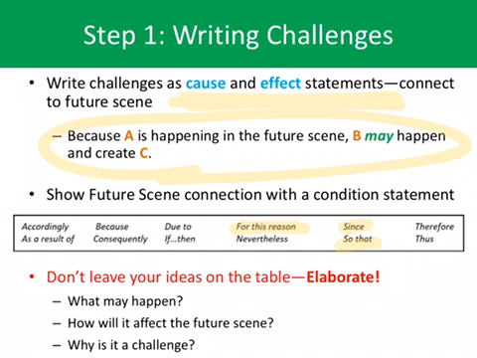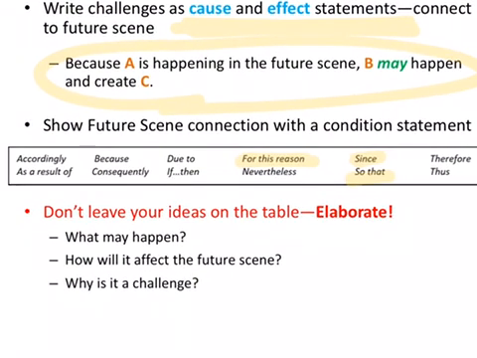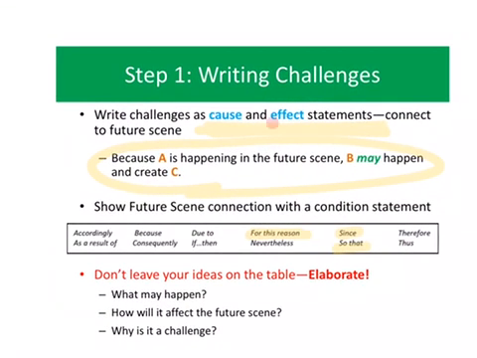So you'll want to mix it up a little bit by using synonyms and similar phrases. All right, and then also don't be afraid to elaborate on your ideas of what may happen. How will it affect the future scene? Why is it a challenge? You'll want to make sure that it's clear to the viewer or someone else who's reading it that those types of things are taking place. And once again, don't forget it must be a cause and effect.